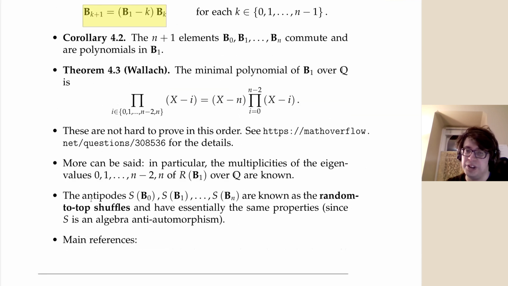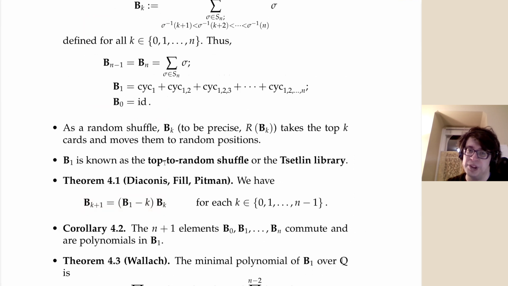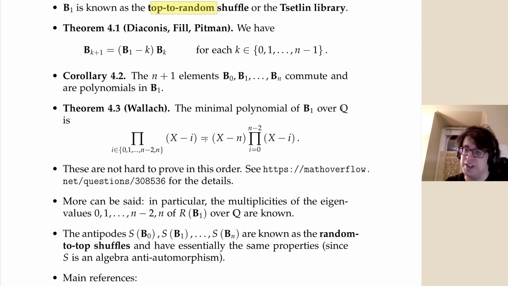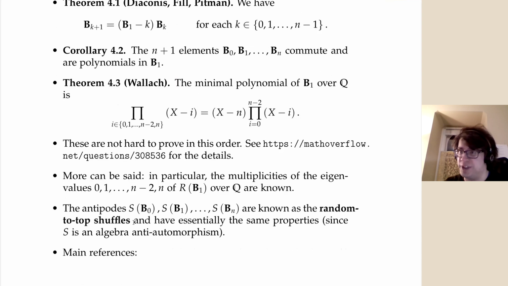They're called random to top shuffles. They're called top to random shuffles because they take a random card and move it to the top of the stack. Or they're also known as settling libraries. And their antipodes are called random to top shuffles for a pretty similar reason.